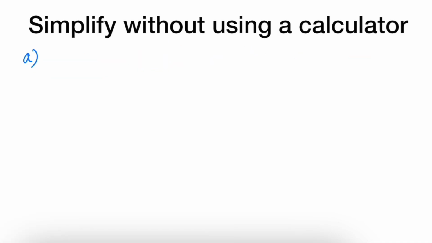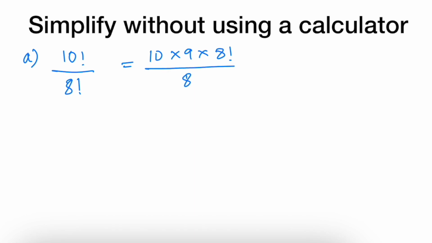Simplify without using a calculator. What is 10 factorial divided by 8 factorial? You can write 10 factorial as 10 into 9 into 8 factorial. This divided by 8 factorial, right? 8 factorial and 8 factorial will cancel out. And this will become equal to 90. 10 into 9. Very simple.